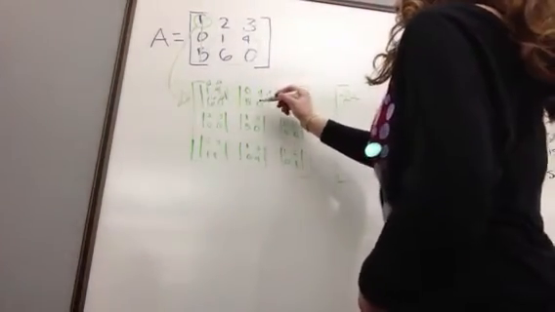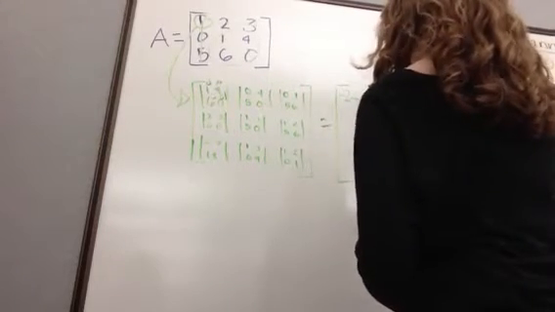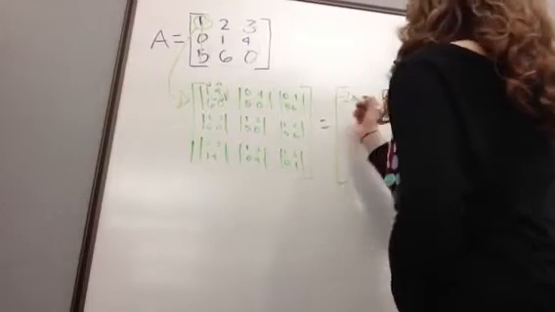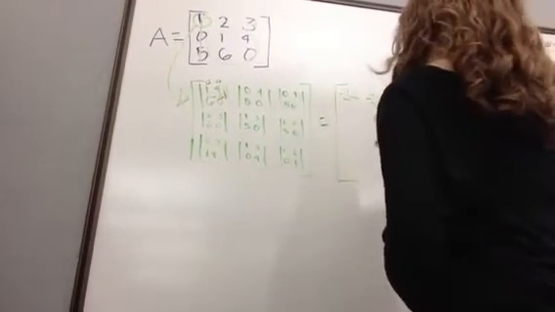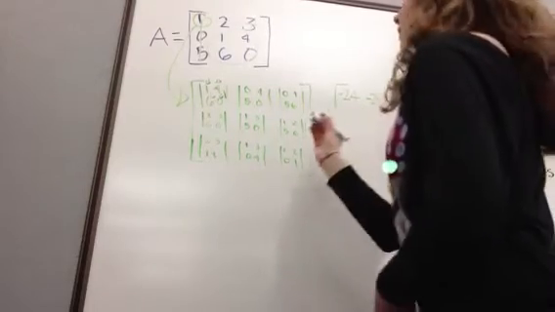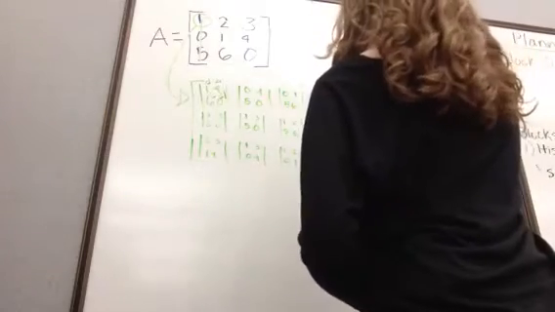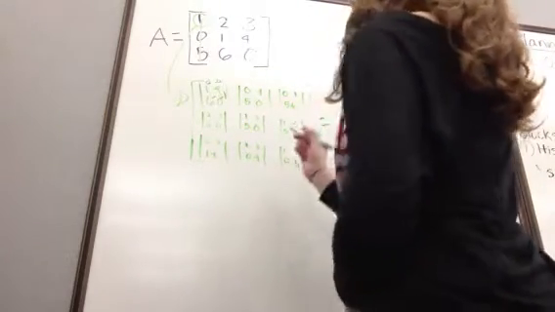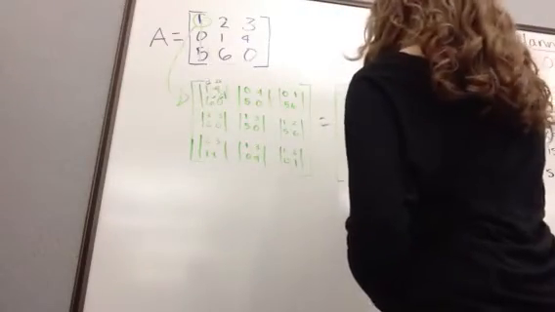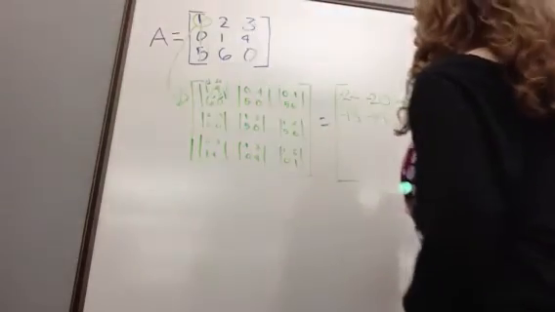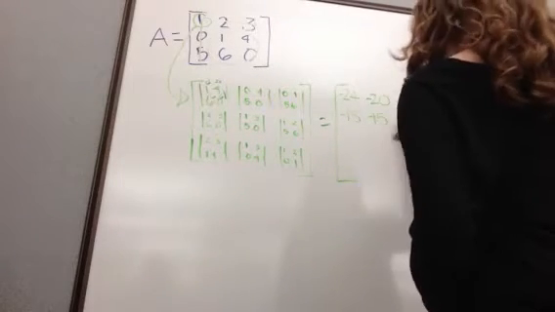So 0 times 0 minus 4 times 5. 4 times 5 is 20. 0 minus 20 is negative 20. 0 times 6 is 0 minus 1 times 5, which is 5. So negative 5. 2 times 0, which is 0, minus 3 times 6, which is 18, so negative 18. 1 times 0, which is 0, minus 3 times 5, which is 15, so negative 15. 1 times 6, which is 6, minus 2 times 5, which is 10, so 6 minus 10 will be negative 4.